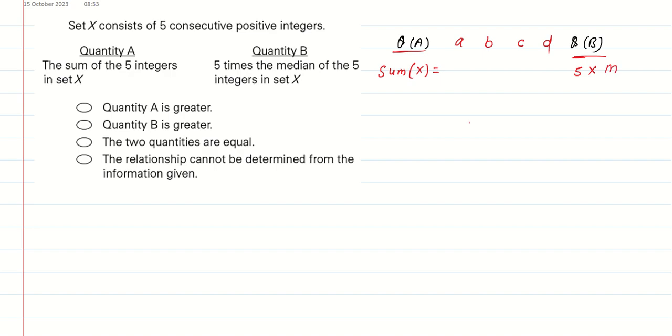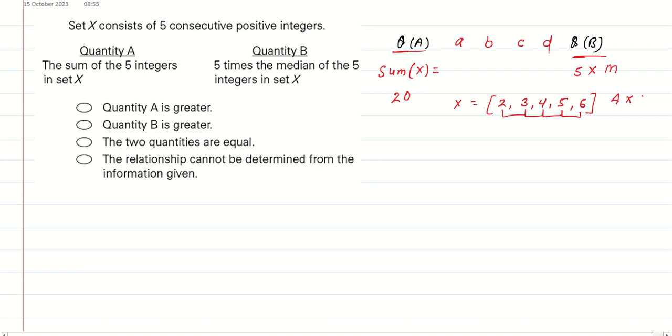So let's assume, let's start with 2, 2, 3, 4, 5, 6. What is the summation here? If you find the summation, how much do you get? 20. And what is the median here? 4. And 4 times 5 is again 20. I'm getting equal, right? Which means options A and B are gone.